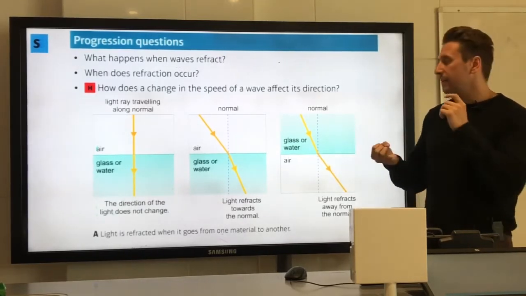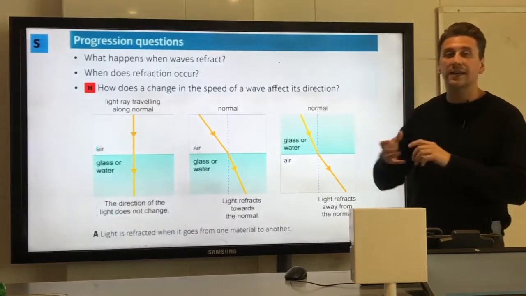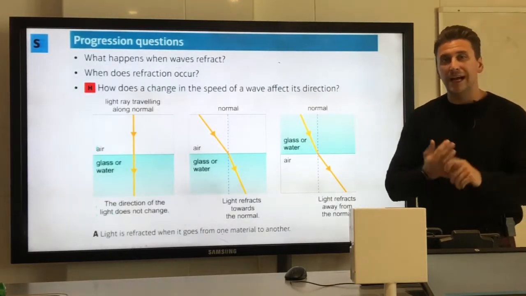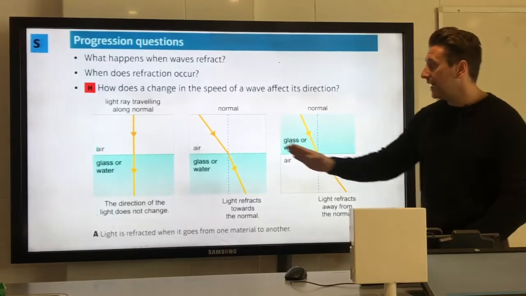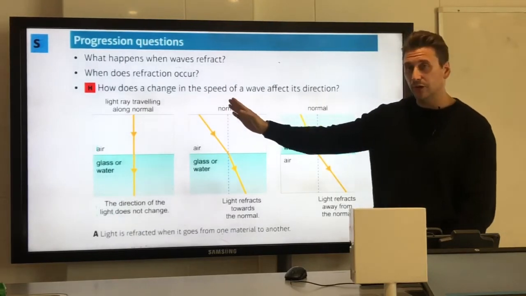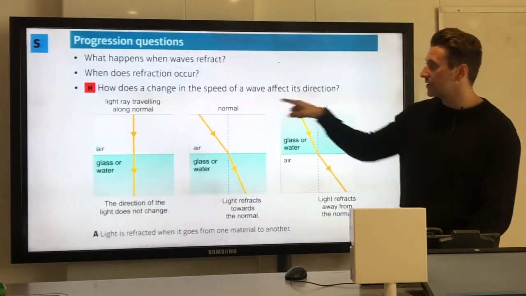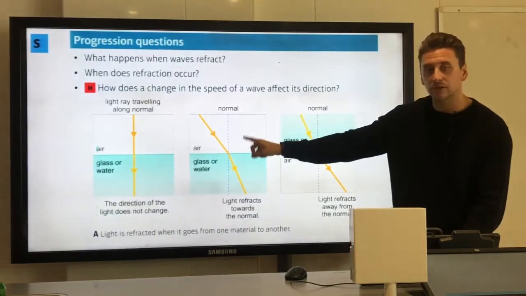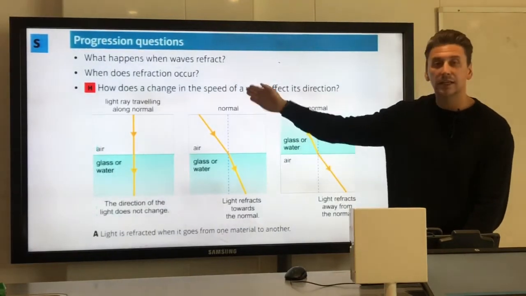So we could say, in this example, light is going to slow down at the boundary, and if light slows down at the boundary and it comes in at an angle to the normal line, as you can see on these diagrams, the normal line is a dotted line that goes perpendicular to the boundary.